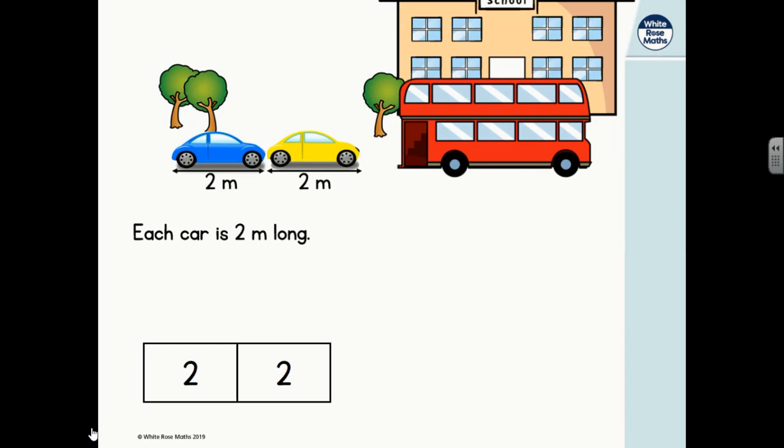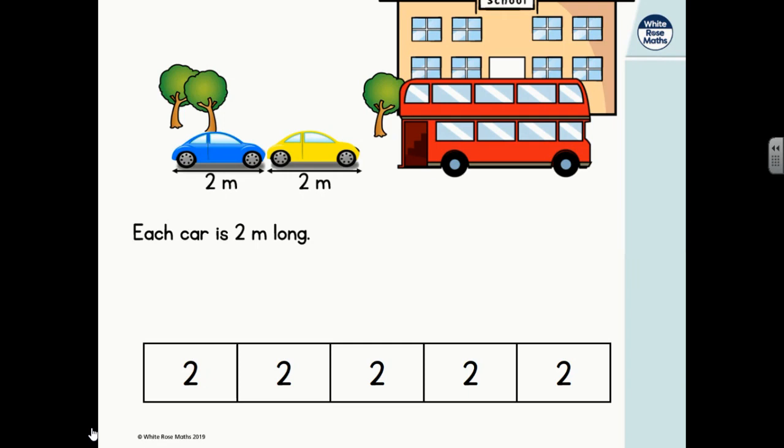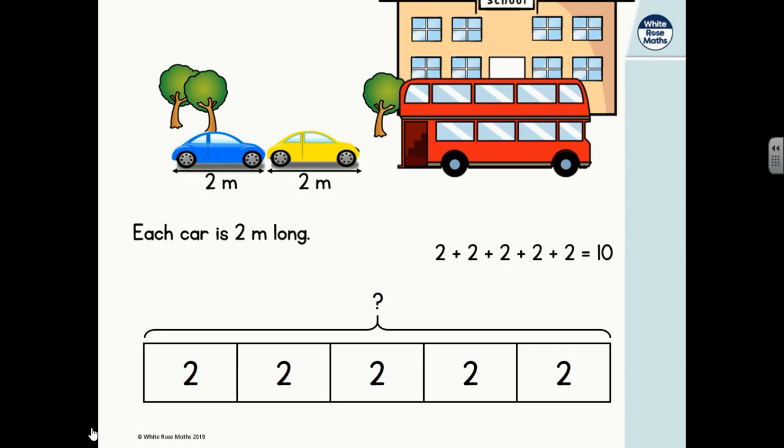What if we had 5 cars? How long would 5 cars be? We put our brace on the top and our question mark, because we want to know how long 5 cars would be. What would our calculation be? 2 plus 2 plus 2 plus 2 plus 2 is equal to 10. Or 2 times 5 is 10. Either way, our answer is 10.